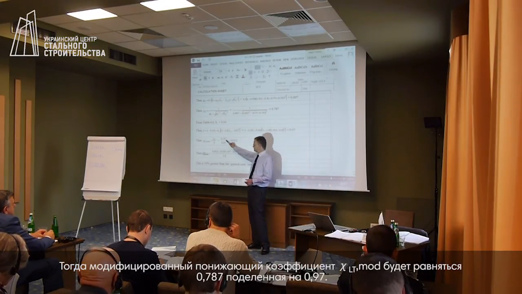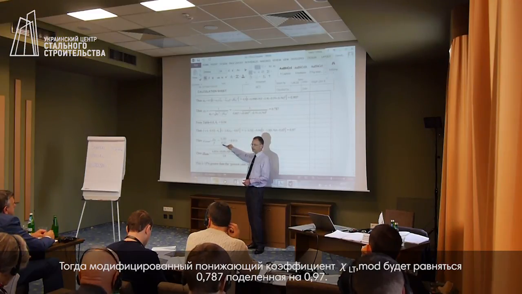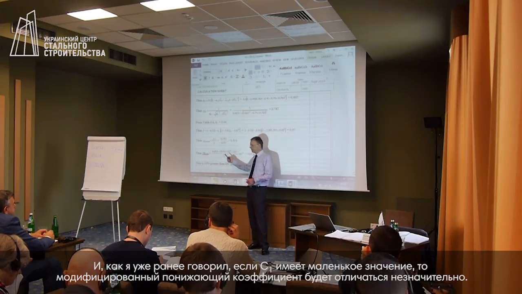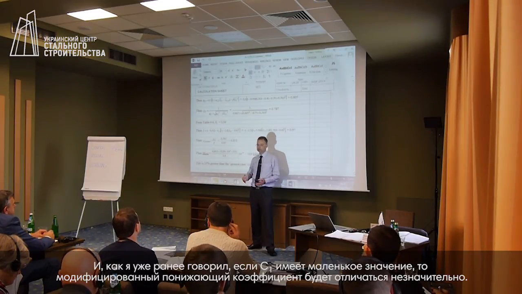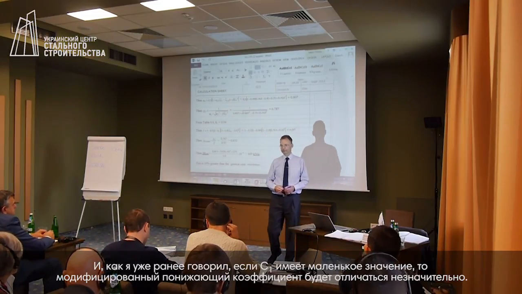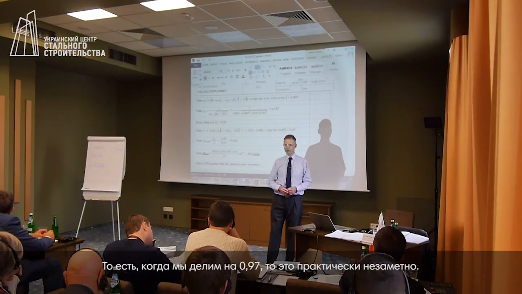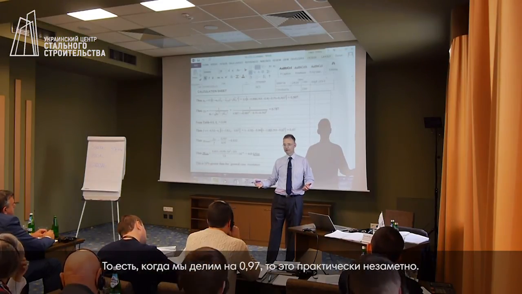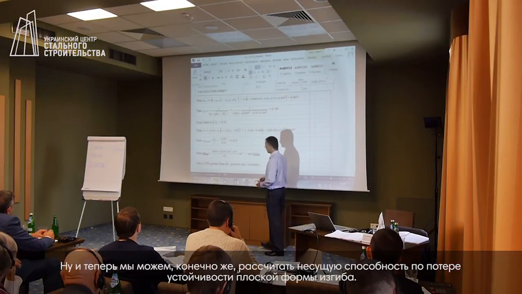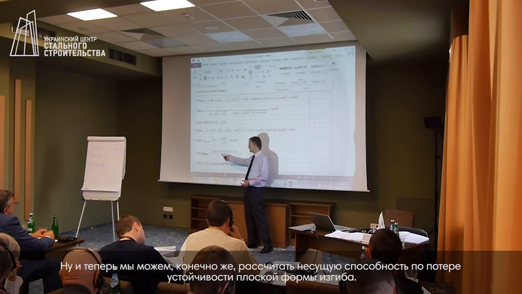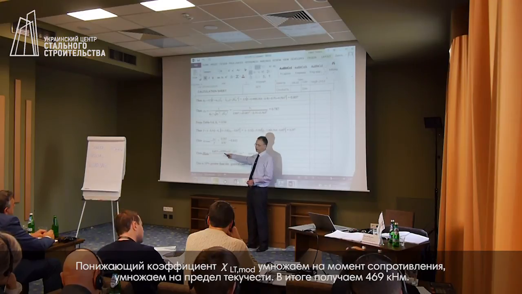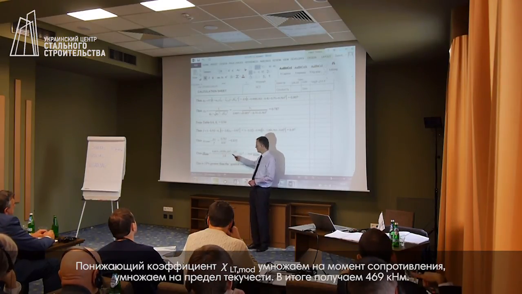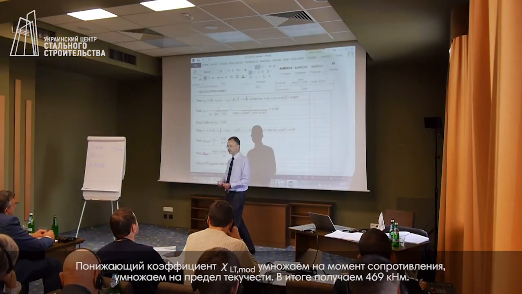So the modified value is 0.787 divided by 0.97. And that's why I said to you earlier, if C1 is small, then the value of the modification is trivial. To divide something by 0.97 is almost worthless. We continue, we calculate the buckling resistance, so the reduction factor, this is the modified value now, chi LT,mod, multiplied by modulus, multiplied by design strength, gives 469 kilonewton meters.